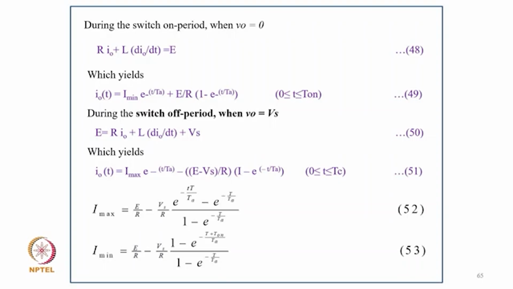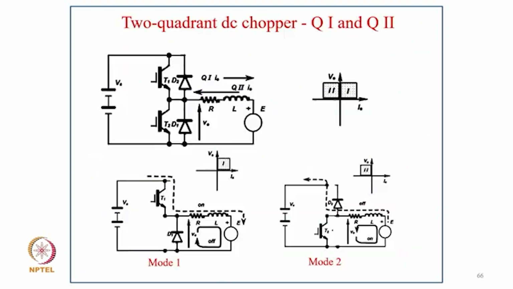R I0 plus L dI0 upon dt equals plus Vs, which leads to I0(t) equals I max e to the power minus t upon tau, minus (E minus Vs) divided by R into 1 minus e to the power minus t upon tau, where t varies from 0 to Tc, and I max equals E upon R minus Vs upon R, e to the power T on upon tau minus e to the power minus T upon tau divided by 1 minus e to the power T upon tau, and I minimum equals E upon R minus Vs upon R into 1 minus e to the power T plus T on upon tau divided by 1 minus e to the power T upon tau.